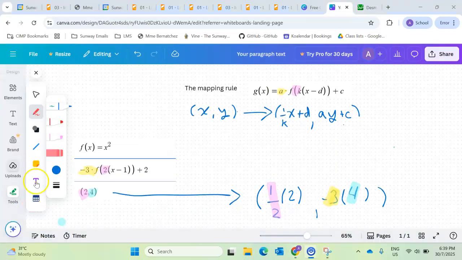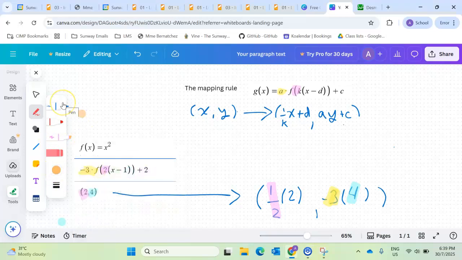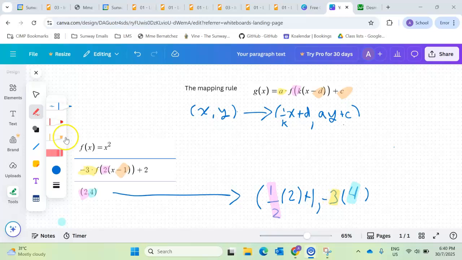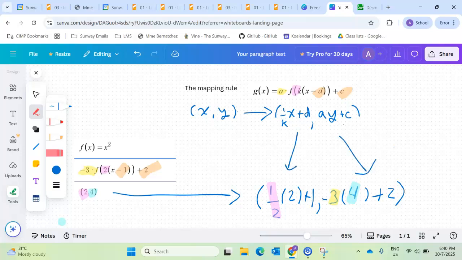If we continue on, I've taken care of a and k, and I'll take care of c and d in one step here. So for d, here I see a minus 1, so for my mapped point I'm going to add plus 1. It's always the opposite sign for x. And for my y, I'm going to say plus 2. So I'm going to add that to my mapped coordinate. So this is the mapping rule. This is what I'm applying here and here.